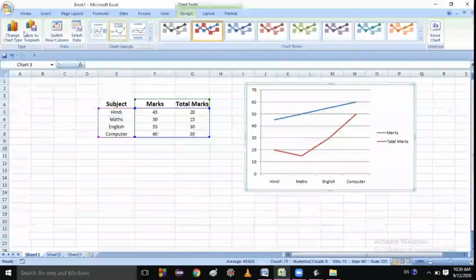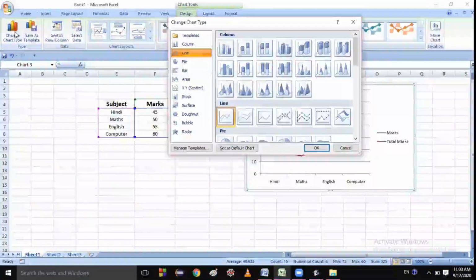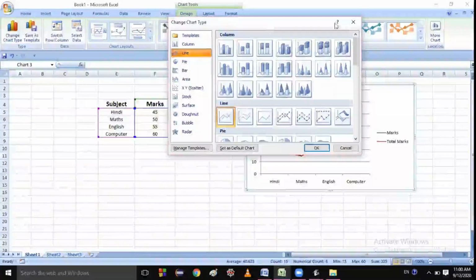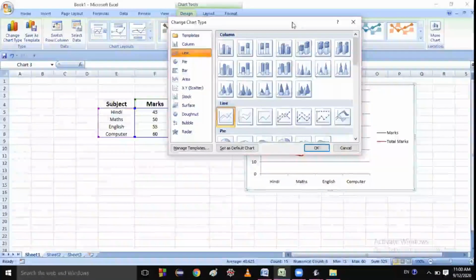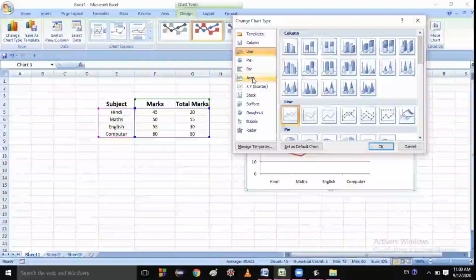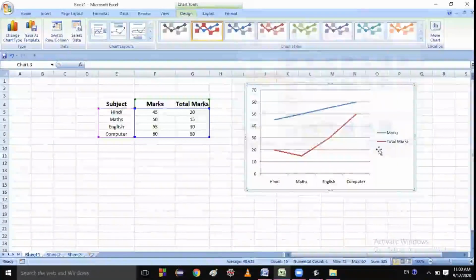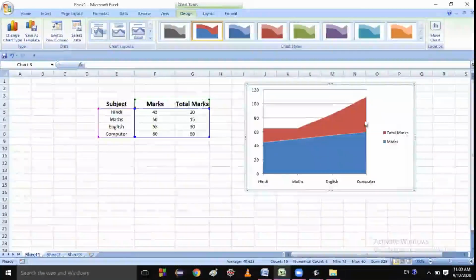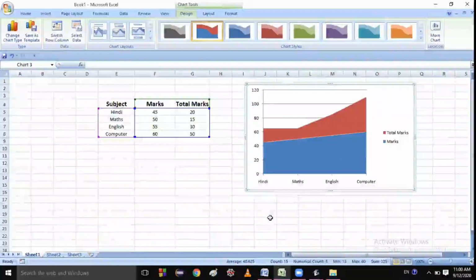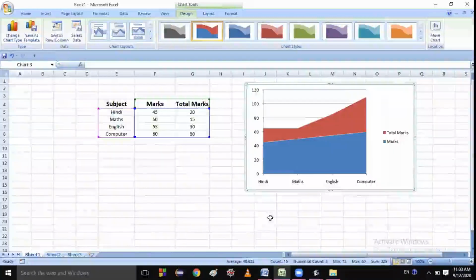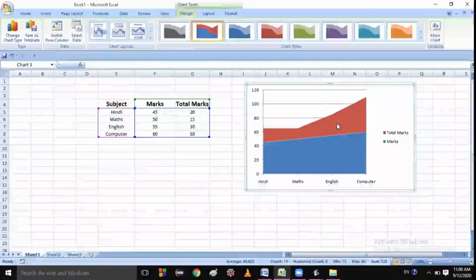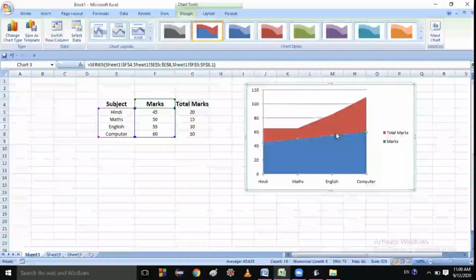So if I just click on it and here change chart type, I want to change it to the area chart. Just click here. Okay, you just see here, this is the area chart. There is not a big difference between line chart and area chart. Basically the area chart covers the complete area. Suppose this is the area of this one.